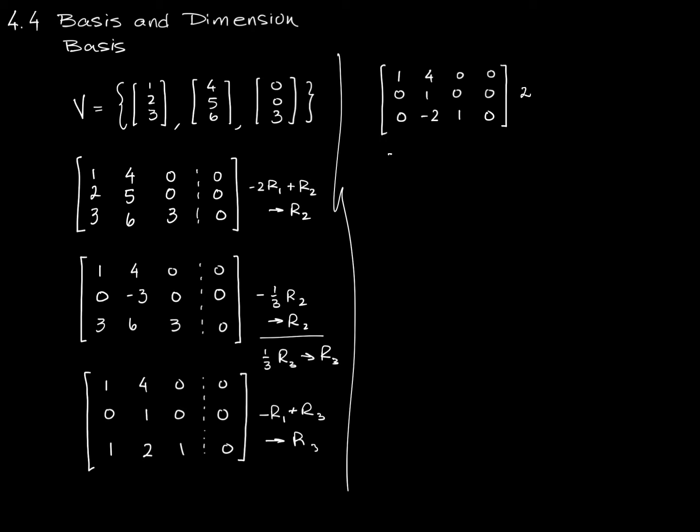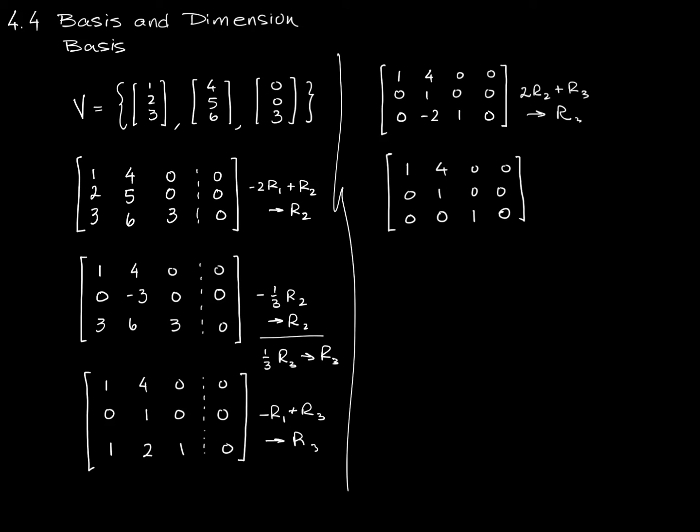I'm going to take 2 times row 2, add it to row 3, and make that my new row 3. So that does not change row 1, does not change row 2. It changes row 3: 2 times 0 plus 0, 2 times 1 plus negative 2, 2 times 0 plus 1, and 2 times 0 plus 0.